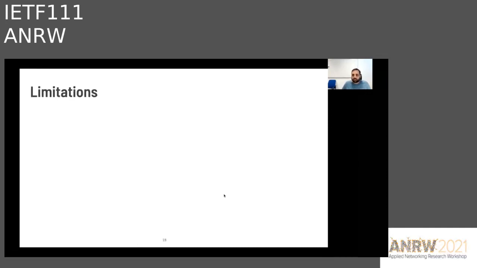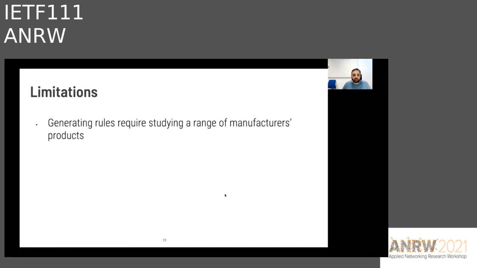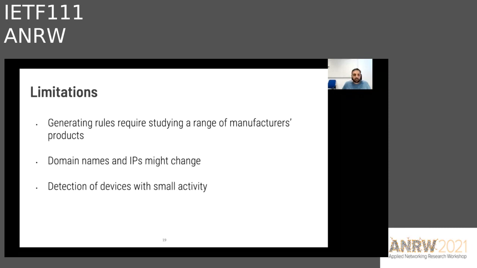Our methodology has its own limitations. First, generating rules requires studying a range of manufacturers' products. And if the domains and IP addresses that devices are using change, then we also have to update the rules. And if the devices do not have enough activity, it will be challenging to observe them in the sampled flow data sets.